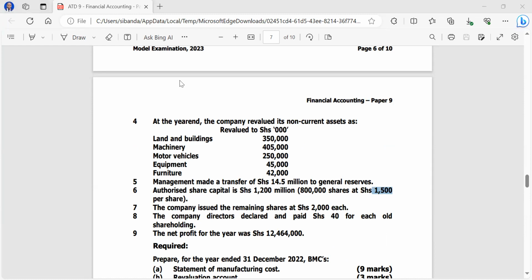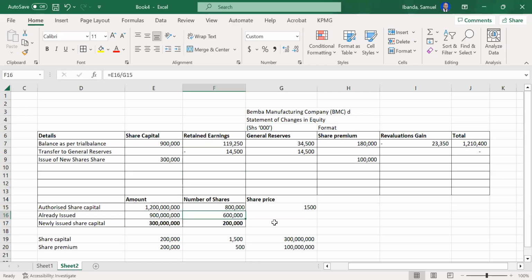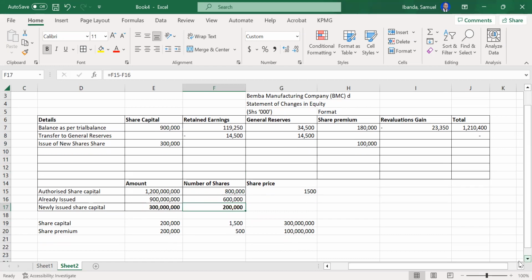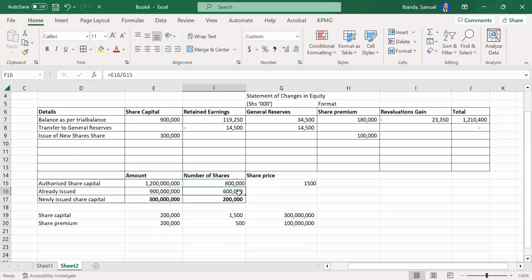Yes, please. Thank you. You're welcome. So that is what you basically have. That's how we came to 600,000 and knew that we're now going to issue the 200,000, which is the difference between 800 and 600. So when you get 200 and multiply by 1,500 for share capital, we base it on the actual price. So that's how we got the 300 million. And then for the share premium, we're looking at the premium value of 500, because they issued the shares at 2,000. So the premium is 500 and we are getting this value. So that's how we are coming to this, okay?